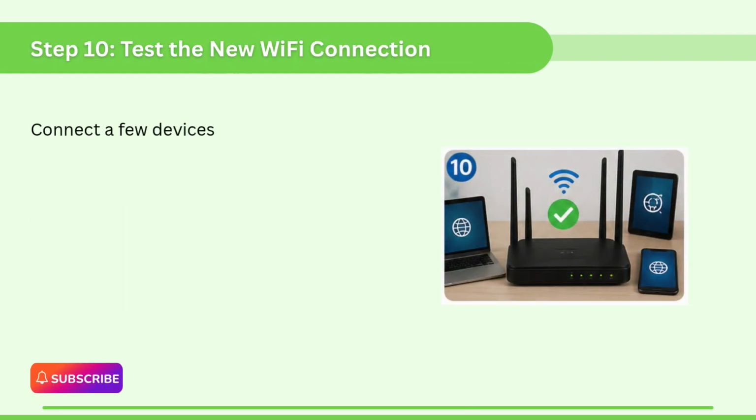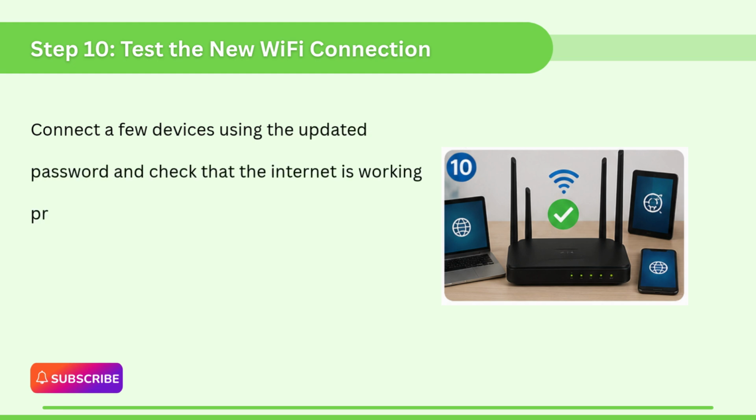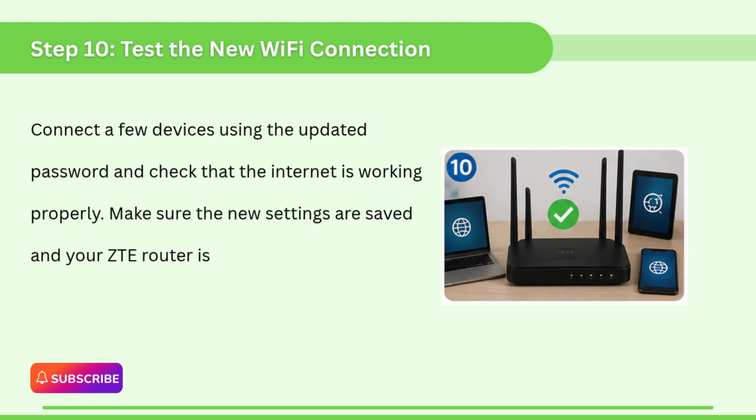Step 10. Test the new Wi-Fi connection. Connect a few devices using the updated password and check that the internet is working properly. Make sure the new settings are saved and your ZTE router is running smoothly.